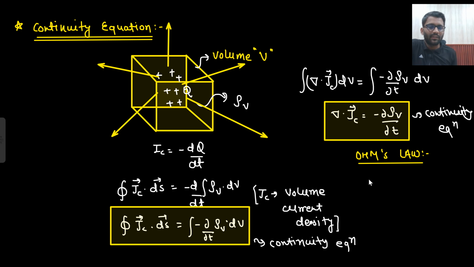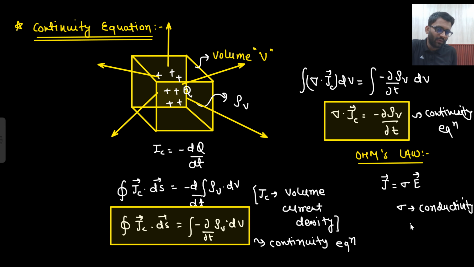There is something that will be used somewhere, that's why we are writing it, and it is known as Ohm's law. Ohm's law is J equals sigma E. E, you know what that is? Electric field intensity. What is J? Current density, or volume current density. From now onwards I will only call it current density. So J is current density, E is the electric field intensity. What is sigma? Sigma is known as the conductivity of a material.